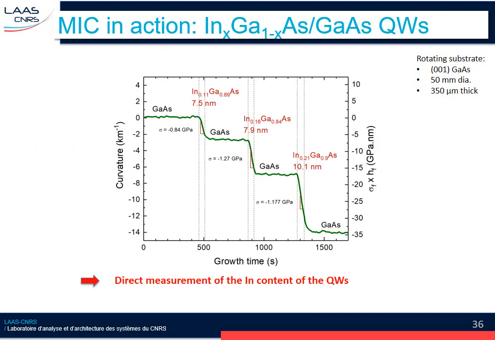We can also follow the growth of very thin layers like indium gallium arsenide quantum wells. Here we changed the indium cell temperature, so we could change the indium content of these 3 different quantum wells, and we see very nicely the slopes which are different and coherent with the indium content that was inserted in the quantum wells. So we could directly extract the indium content of the quantum well out of this measurement.